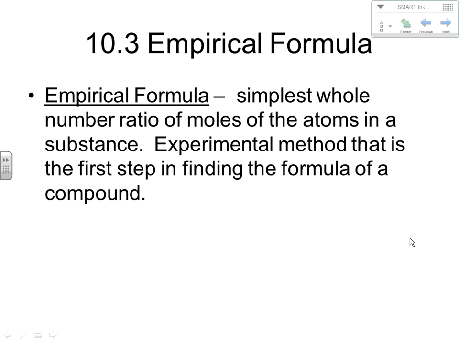Now, the empirical formula, and that's what we're going to be looking at here, is the simplest whole number ratio of moles of the atoms in a substance. So it's the smallest whole number ratio of atoms in a substance. Now, the empirical part of empirical formula refers to the fact that it's an experimental method. So scientists had to come up with some way to determine what the molecular formula of a substance is. And the first step in that process is determining the empirical formula. So it's really the first step that we're going to look at in a 2-day process to find out how we know what the formulas of molecules are. So the first thing we do is we find out what the empirical formula is.